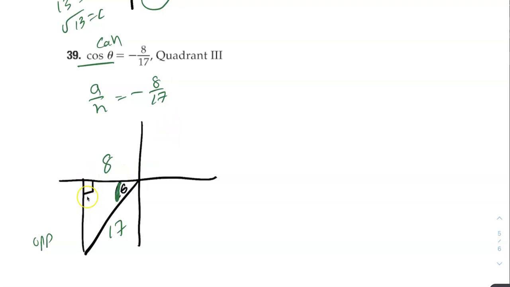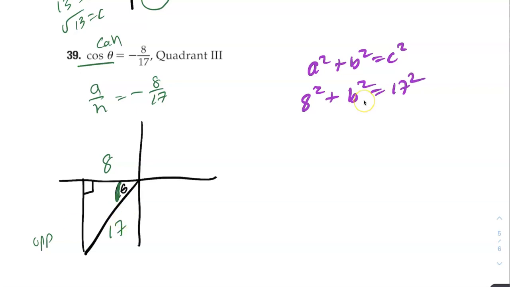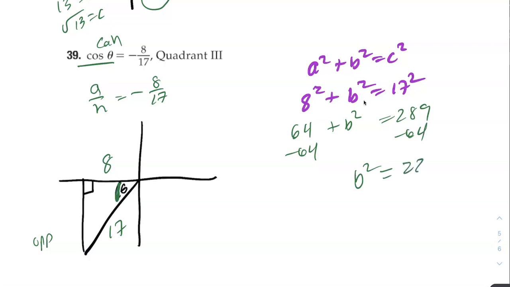You can figure out the missing side by doing the Pythagorean theorem. A squared plus b squared equals c squared. Now, this is one of the sides, so it doesn't matter which one it is, but the hypotenuse has to be 17. So 8 squared plus b squared equals 17 squared. We square all these. This is 64 plus b squared equals 289. Subtract 64. B squared equals 225. Square root, b equals 15. Now plus or minus, technically I took a square root, so it's plus or minus 15.